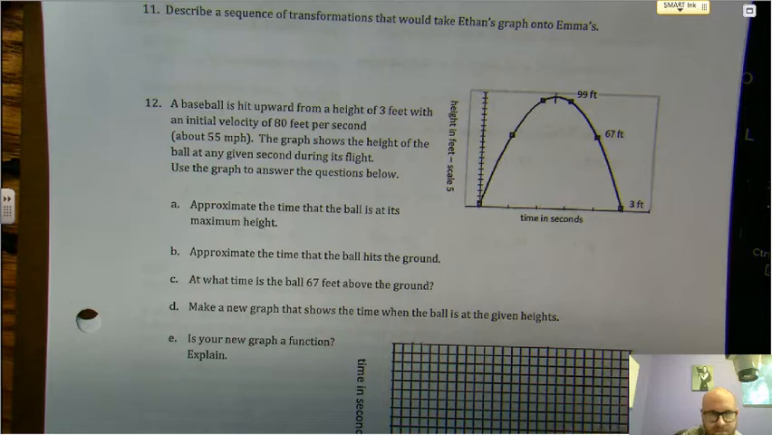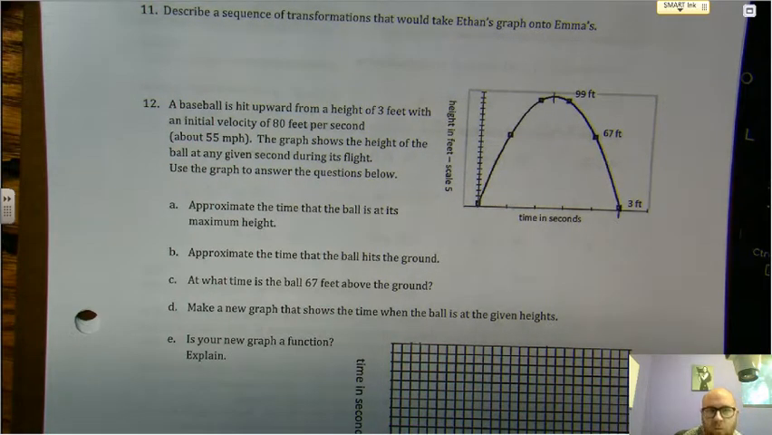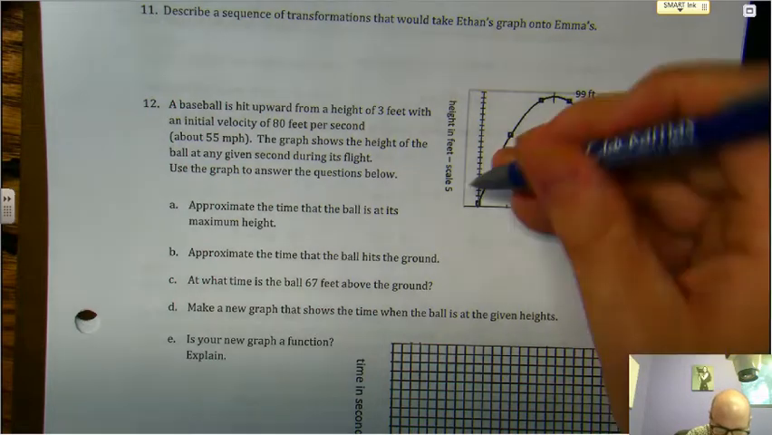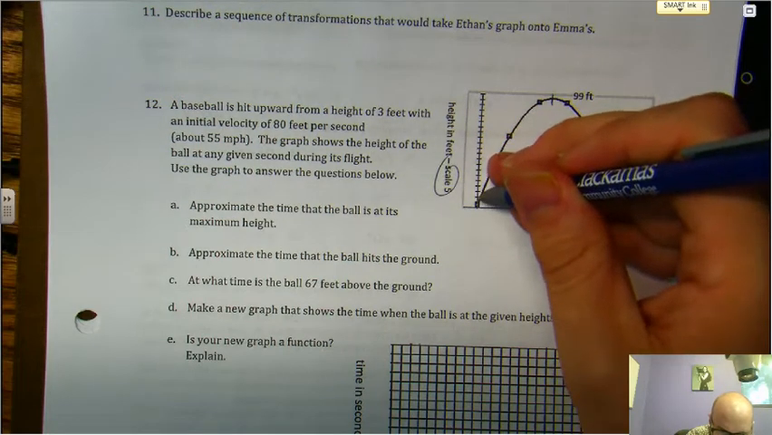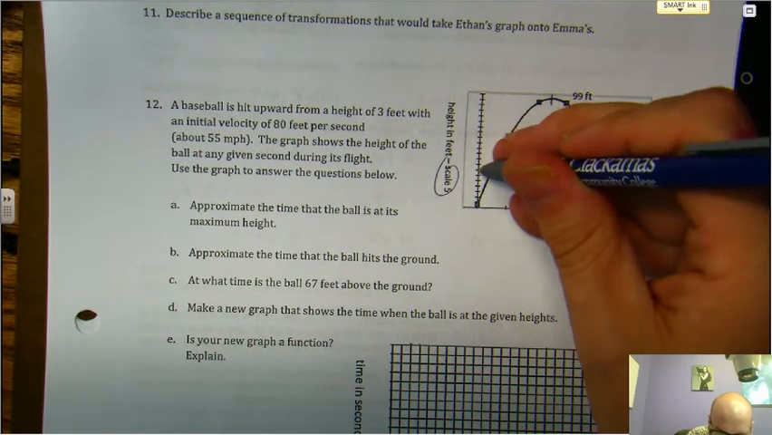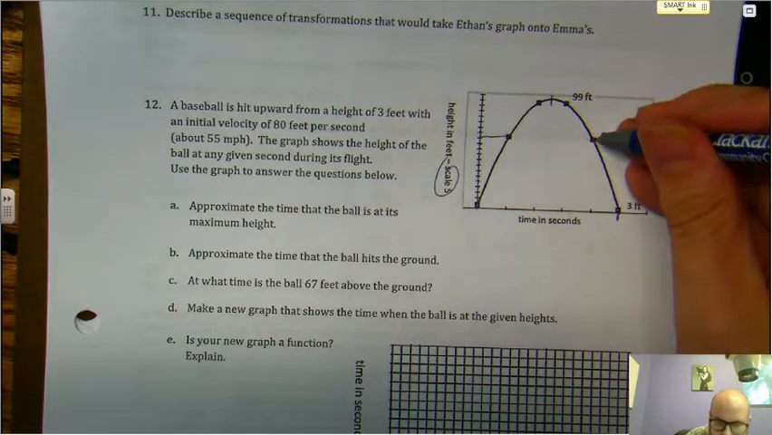And then approximate the time when it hits the ground. What is this time here? And then at what time is the ball 67 feet above the ground? So figure out where 67 is. It's a scale of 5. So what is that? 5, 10, 15, 20, 25, 30, 35, 40, 45, 50, 55, 65. So it happens here and it happens here.